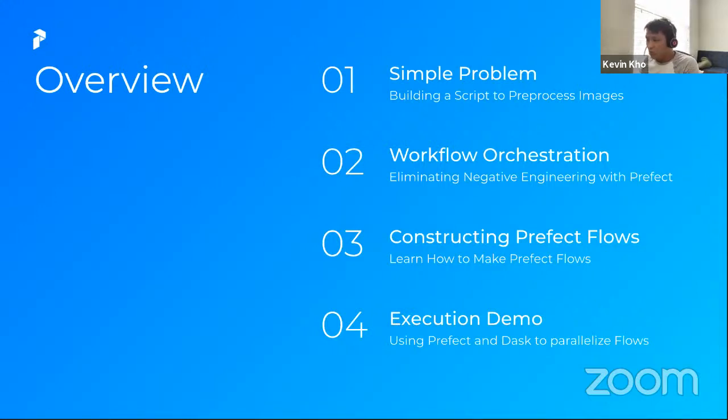And then we'll talk about how that script can potentially fail and what safeguards you need in order to get that script running reliably in a production setting. After that, I'll show why in general workflow orchestration systems help with that, and what Prefect specifically has to offer in regards to productionizing these scripts. And then we'll do a quick demo using Prefect and Dask to parallelize flows to run our flows in faster time.